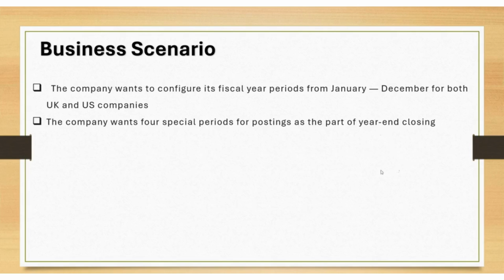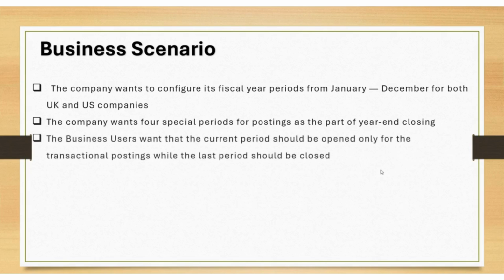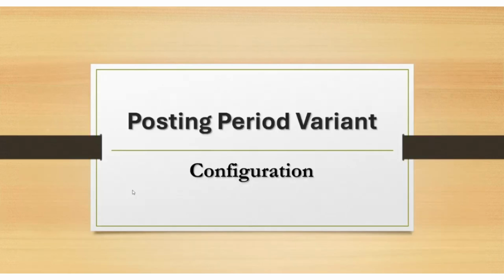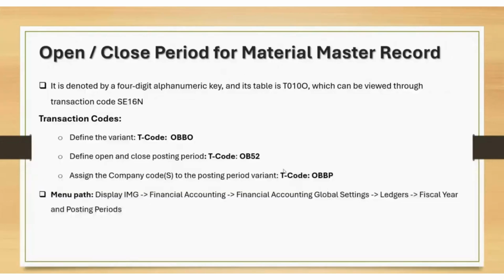Now the next business scenario is that the business users want the current period to be open only for transactional postings, while the last period should be closed. This business scenario can be achieved by creating a posting period variant in the system, which I will demonstrate next. We can do it by creating the posting period variant. It is denoted by a 4-digit alphanumeric key and its table is T010O, which can be viewed through the transaction code SE16M.